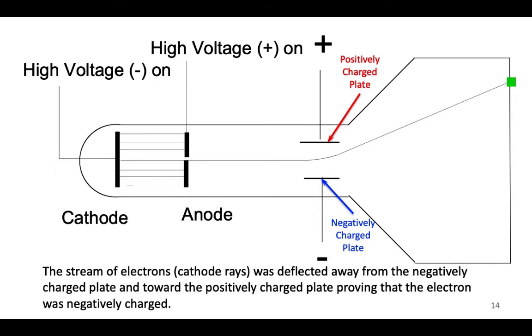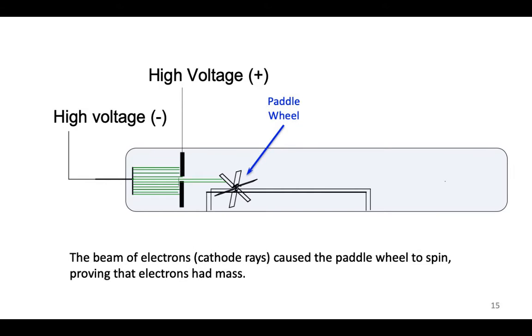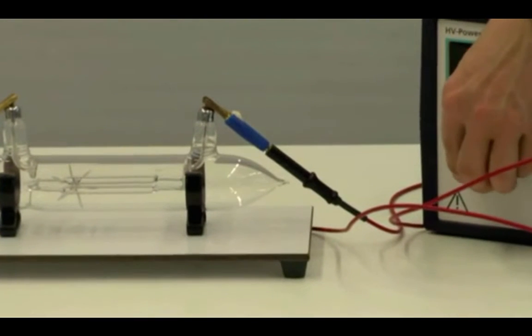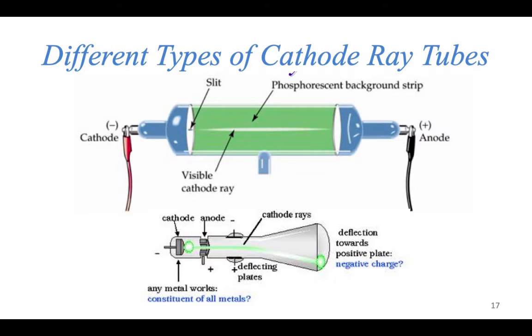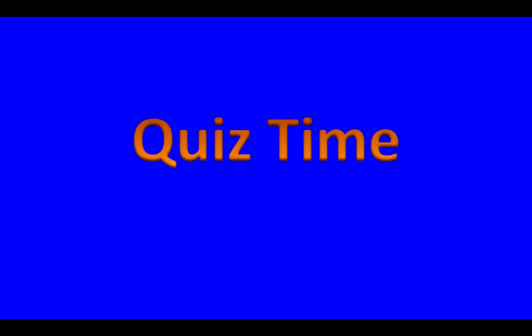Thomson was able to determine that electrons were negative because like charges repel, and the beam of electrons was deflected away from the negatively charged plate. Thomson was also able to prove that the electron was a particle that has mass, because when the beam of electrons was fired at a paddle wheel, the wheel spun. As you can see in this video, the beam of electrons causes the paddle wheel to spin. There are different types of cathode ray tubes. Thomson also found that no matter what metal the cathode was made out of, it produced electrons. This told him that the electron was probably a fundamental particle that is found in all matter.